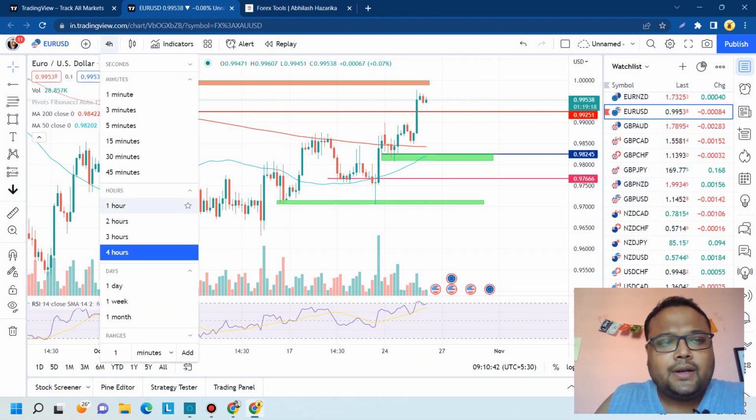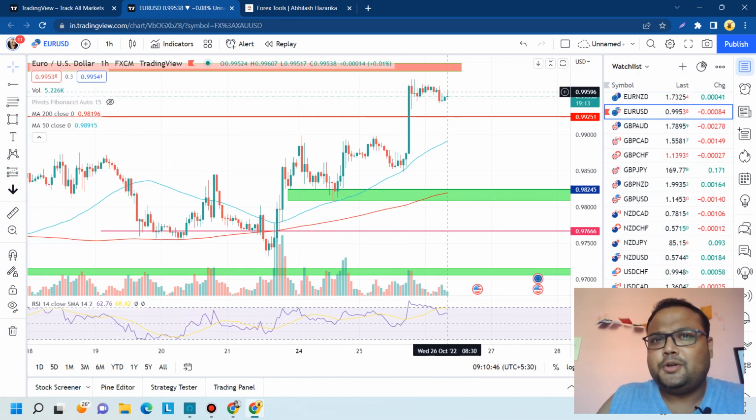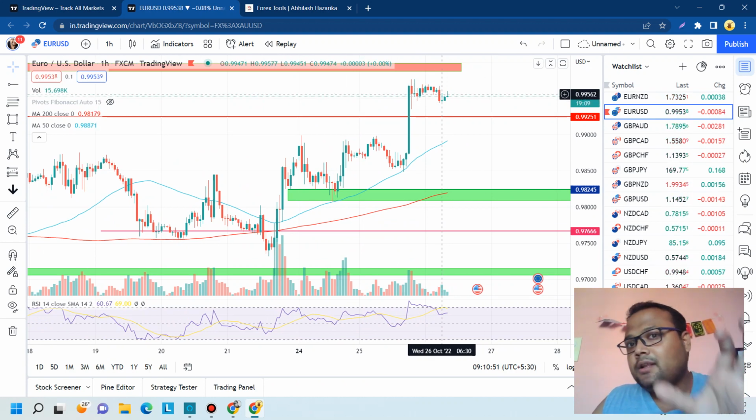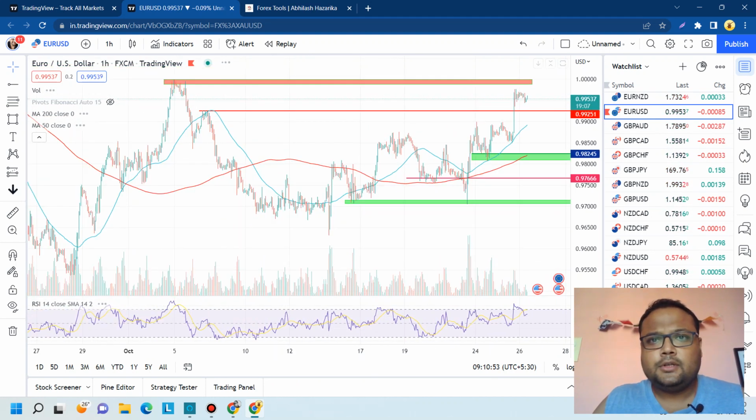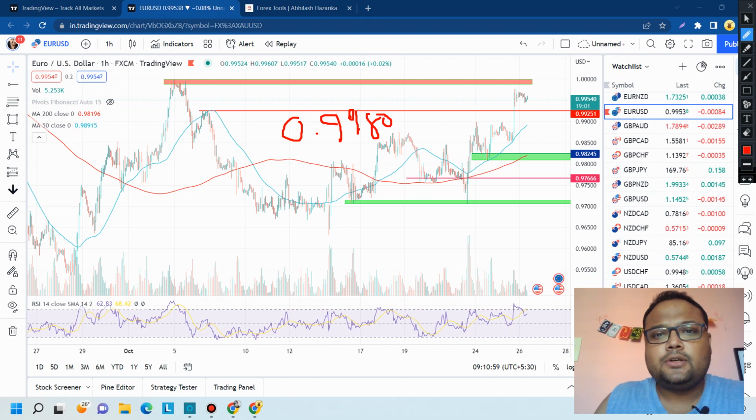If I take you to the 1 hour chart also, you can see the same story. So there's no good trading opportunity in the middle of the chart right now. The next important level will be around 0.9980 to 1.0000. This will be the next important resistance for the market.